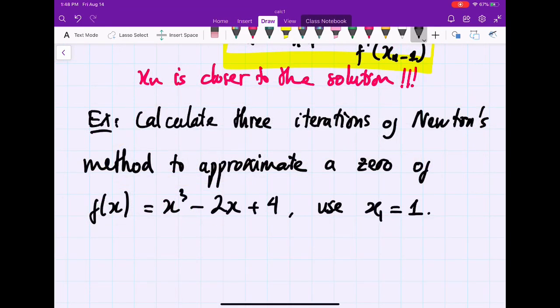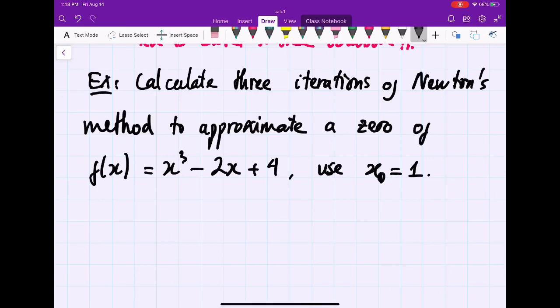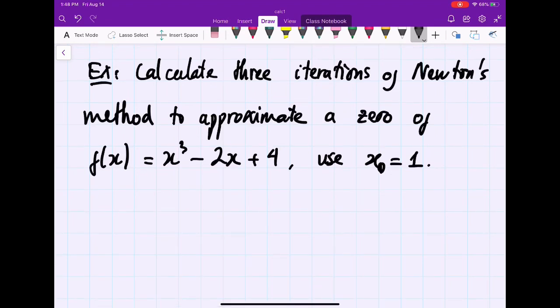Let's consider the following example. We need to calculate 3 iterations of Newton's method to approximate a zero of the function x cubed minus 2x plus 4. And let's use the initial point x0 equal to 1. So firstly, I need to prove that this polynomial has a zero. We can use the intermediate value theorem. It's about the existence, right?